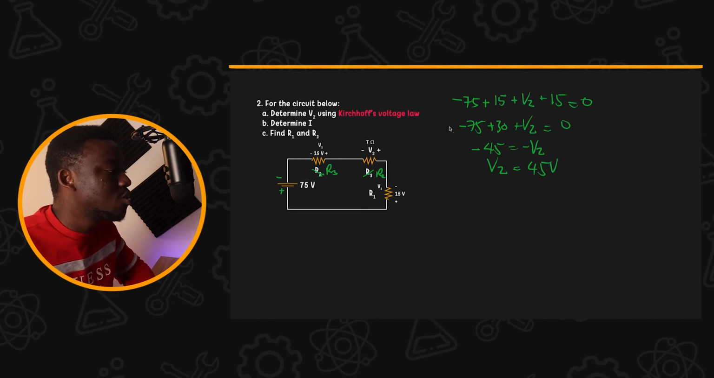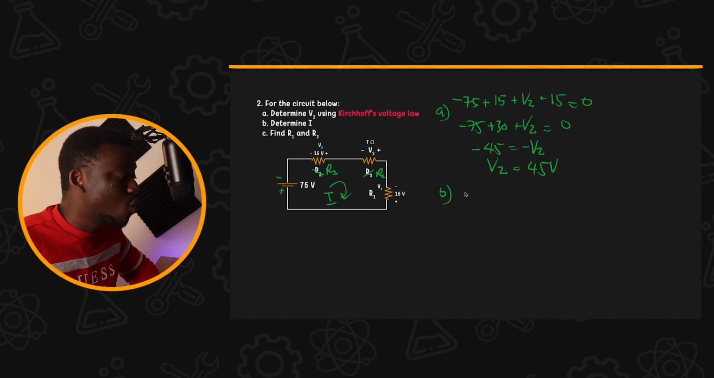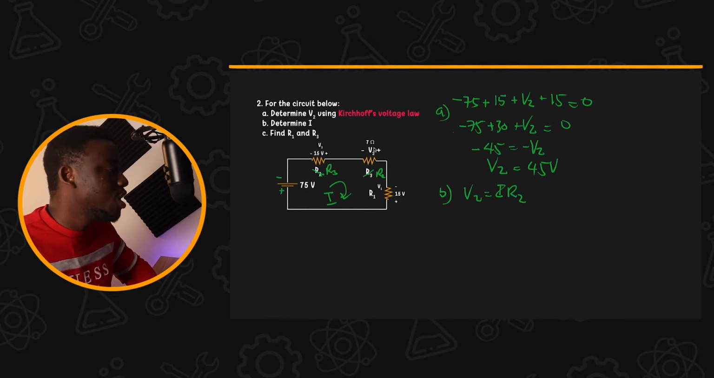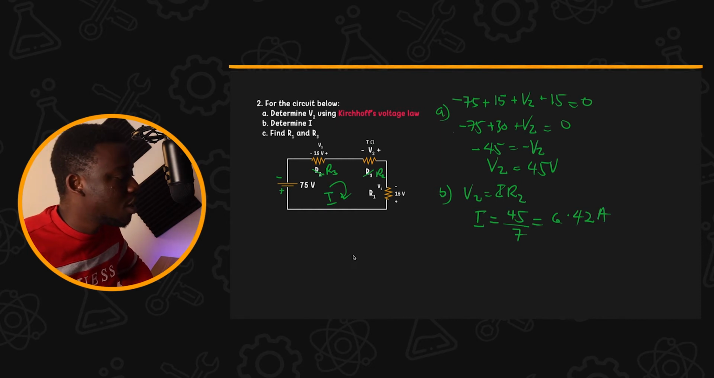Okay, so next, that was our A. Let's go on to B. So B says determine I. Basically I is the current flowing through this whole loop, and so to find I we use Ohm's law, which is V2 equals I R2. Now we know the value of R2 to be 7, we know the value of V2 to be 45, so this is pretty straightforward. So I equals V2, which is 45, divided by R2, which is 7. So 45 divided by 7, and that gives us 6.42 amps.